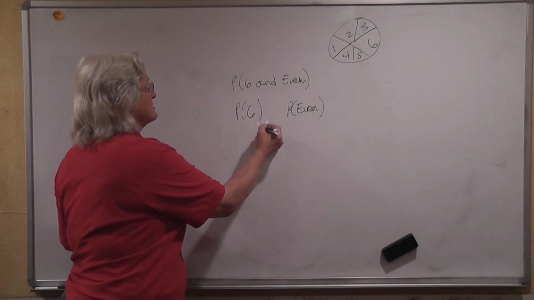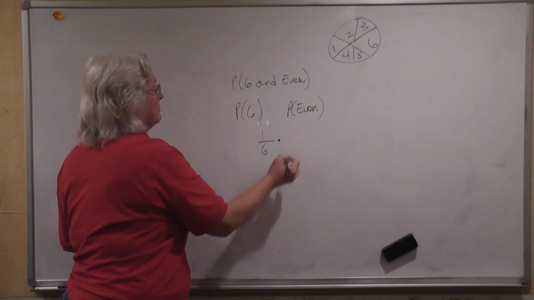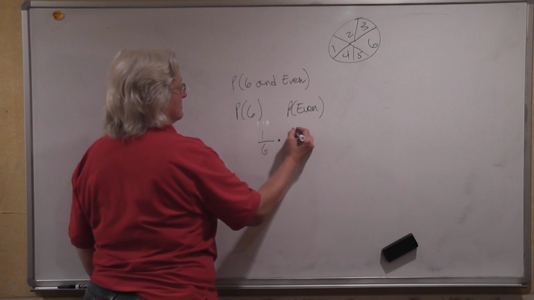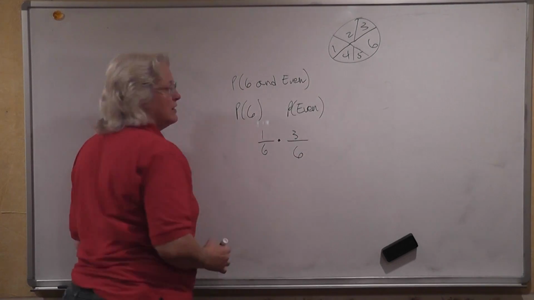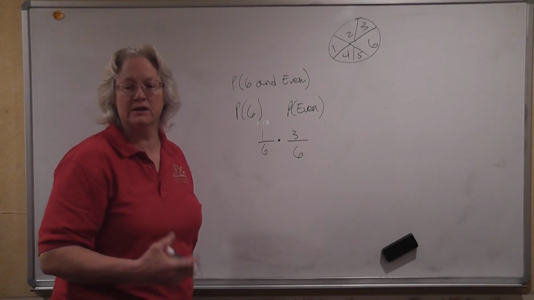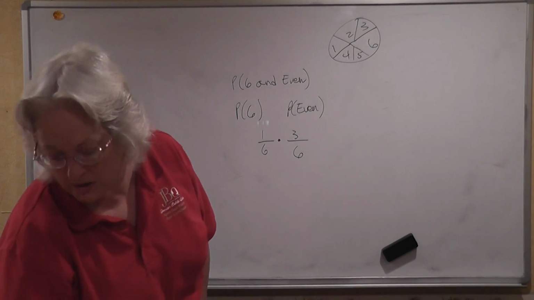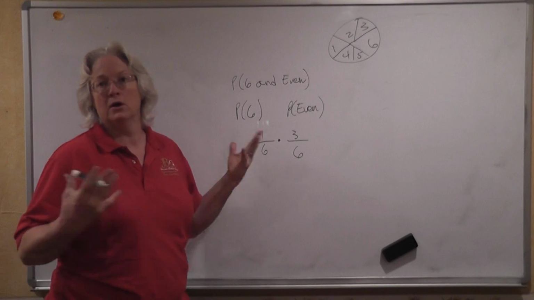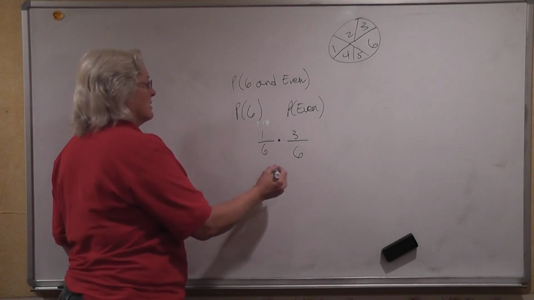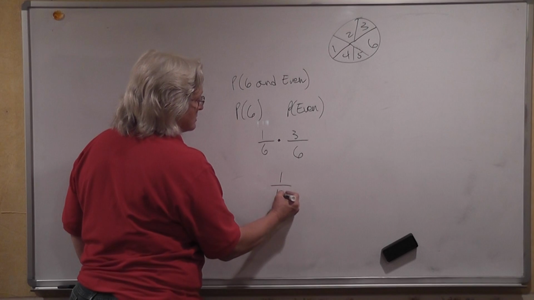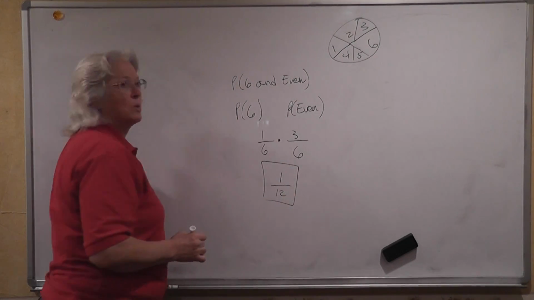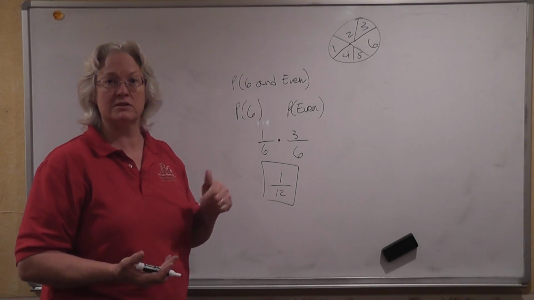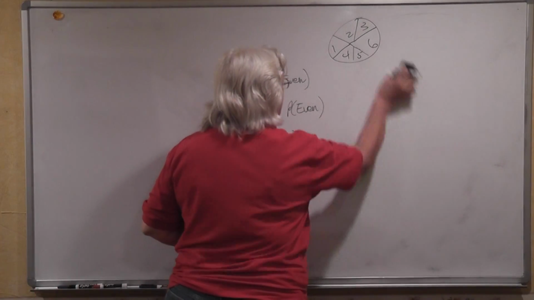The probability of getting a 6 is 1 out of 6. The probability of getting an even number, 2, 4, 6, 3 out of 6. And then you multiply those 2 probabilities and you make sure that you have them expressed in lowest terms, so you can cancel common factors first or just reduce to lowest terms. The probability of those 2 events occurring is 1/12. Okay? These are independent events. Now let's do one with dependent events.